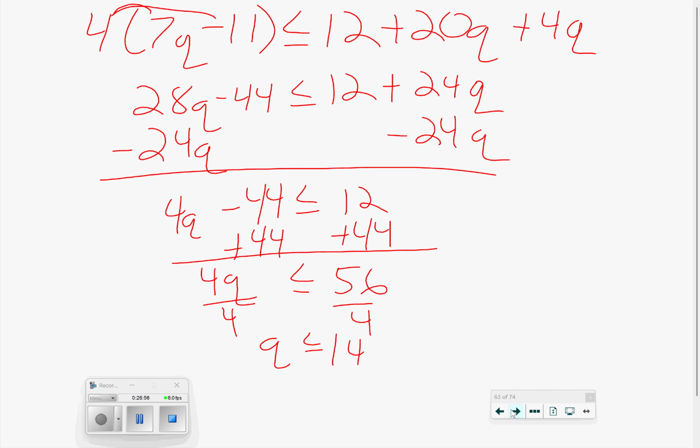All right, you should get Q is less than or equal to 14. This was pretty long, but we're going to distribute. 28Q, negative 44. On the right side, we're going to collect like terms, 20Q and 4Q, 24Q. I like to move my letters to the left, subtract 24 on both sides. I get 4Q. Add 44 on both sides. I get 56. Divide by 4. And Q is less than or equal to 14.